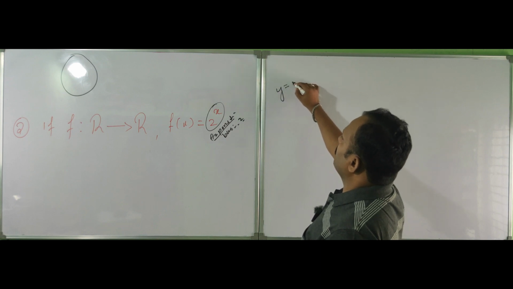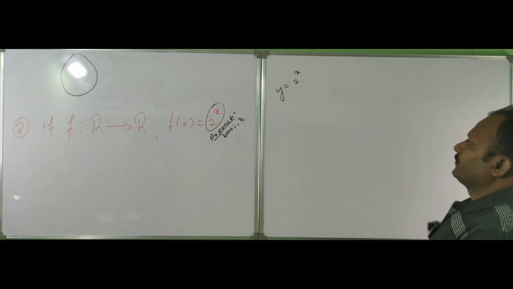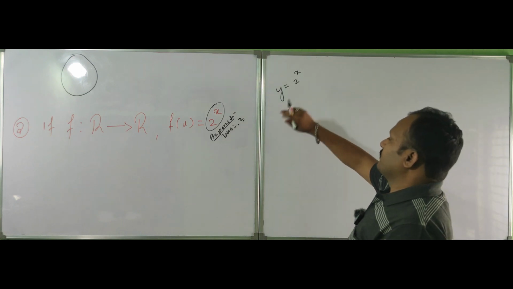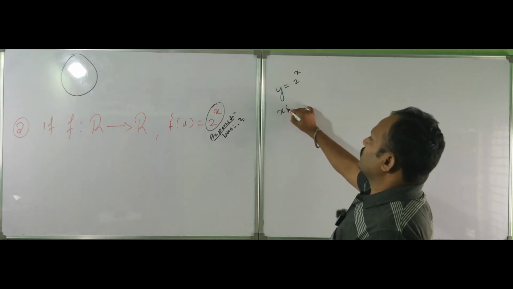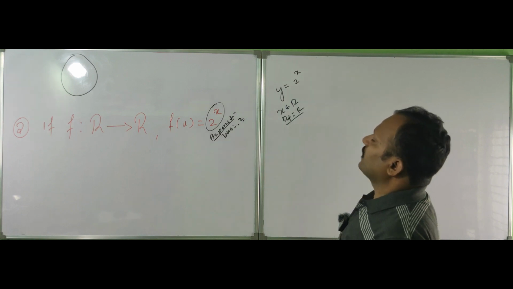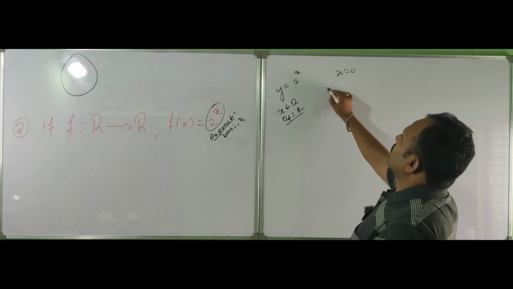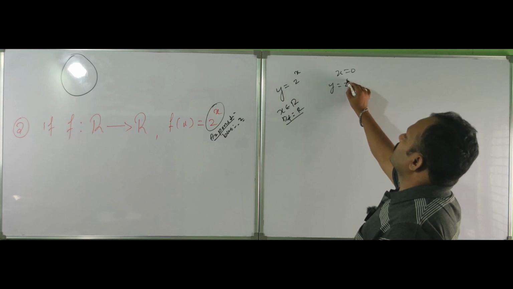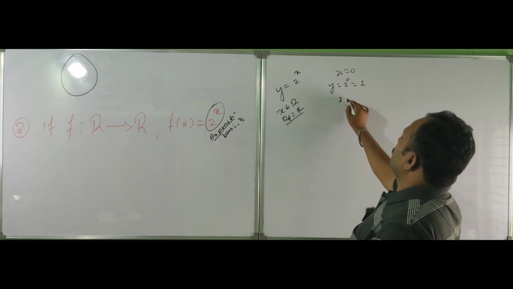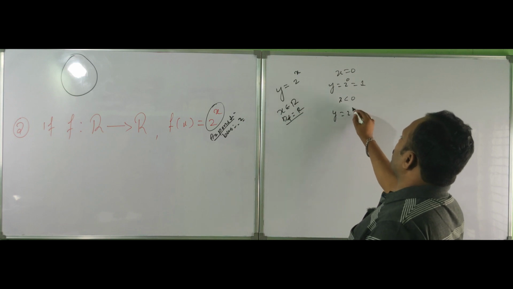First take the domain. y is equal to 2 to the power x. Here you can take any values of x. If x belongs to R, means domain of f is equal to R, you can take any values. Let us see, for x equal to 0, y becomes 2 to the power 0, means 1. If x is less than 0, then y becomes 2 to the power.